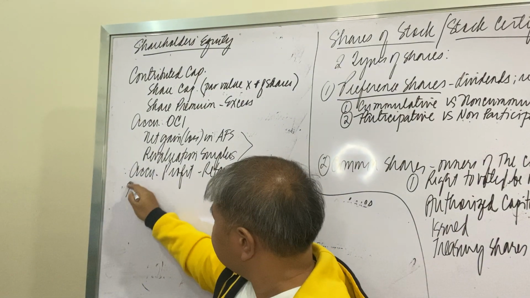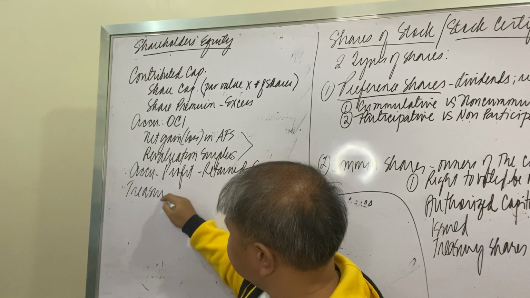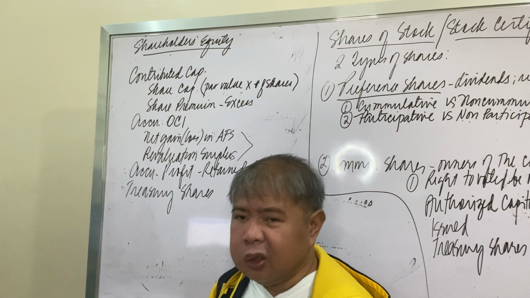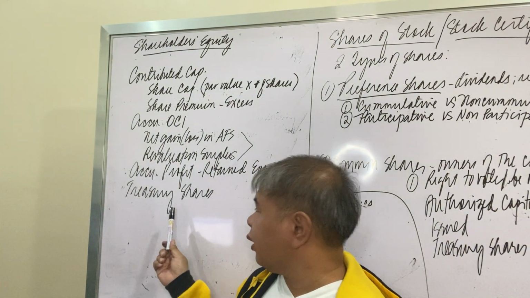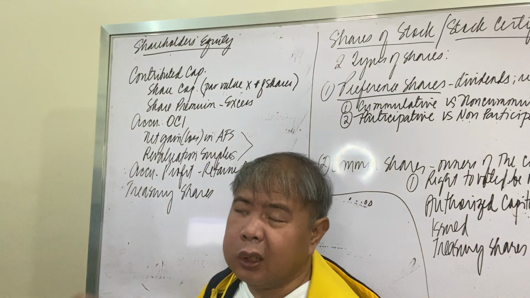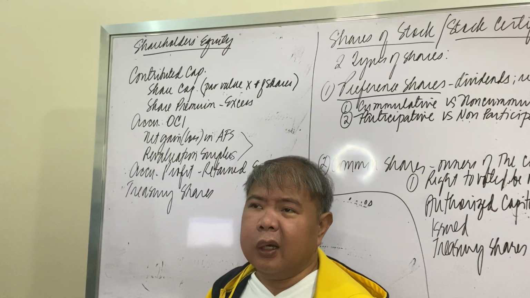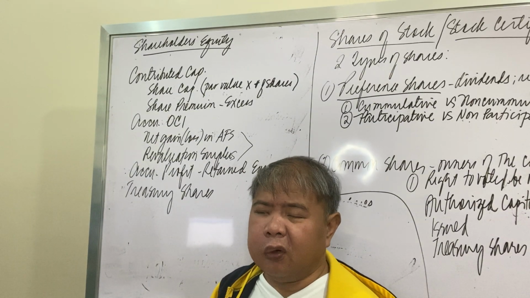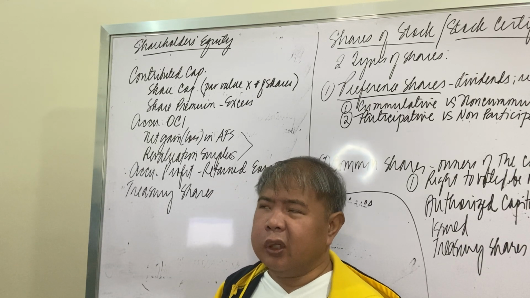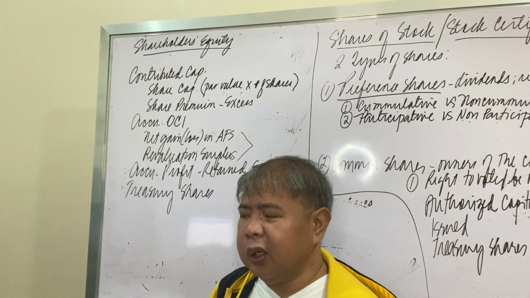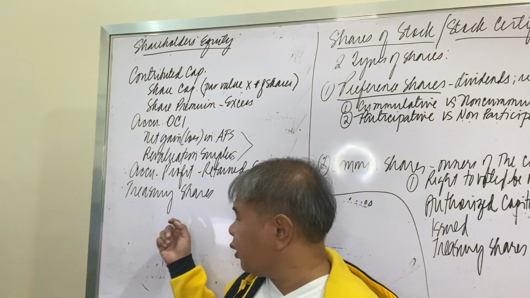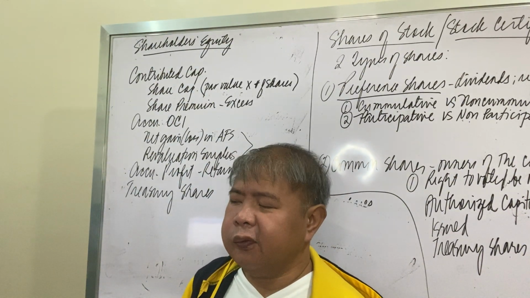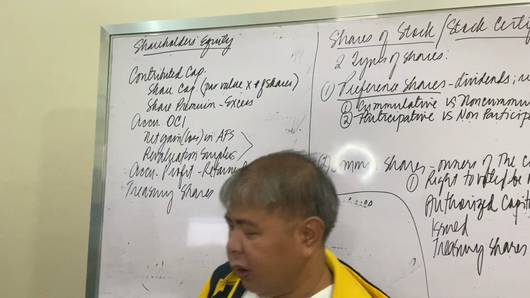And of course, the last one is your treasury shares. Now, treasury shares are what? This is actually a contra shareholders equity account, meaning we deduct this from the total shareholders equity. And this represents the cost of shares of stock that were previously issued but were reacquired by the company for subsequent issuance. They don't intend to cancel the shares, but they intend to sell the shares in the future should there be an interested buyer for the shares.